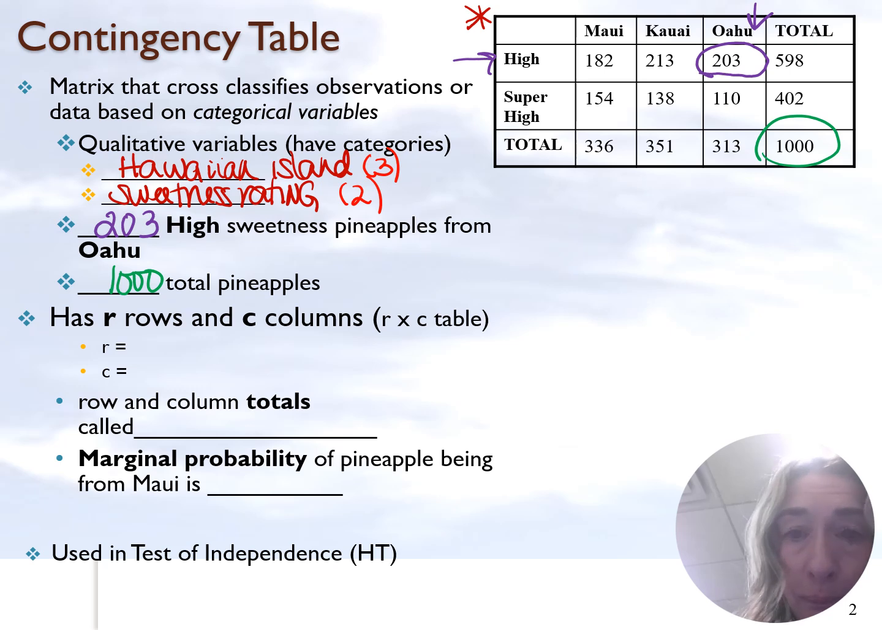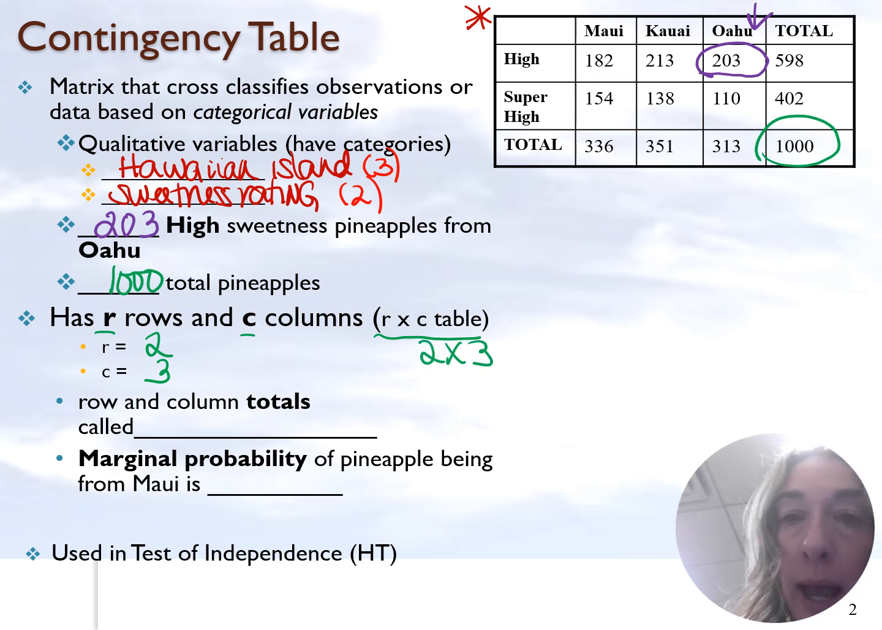In general, a contingency table has R rows and C columns, and you'll often see it referred to as an R by C table. So in this example, there are 2 rows and 3 columns. So this is a 2 by 3 contingency table.